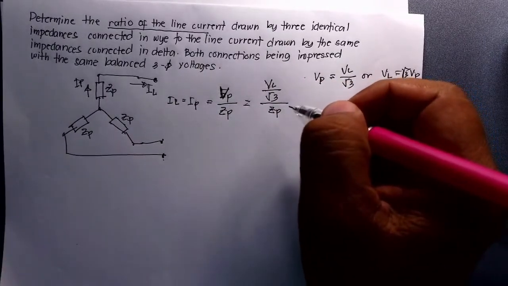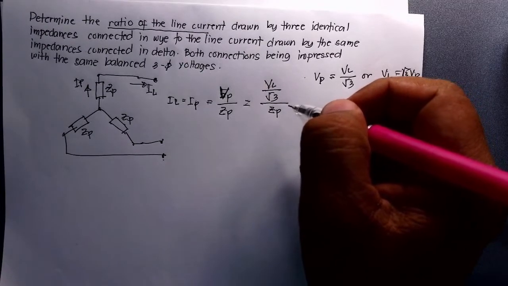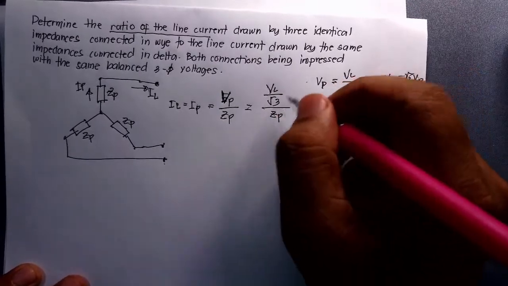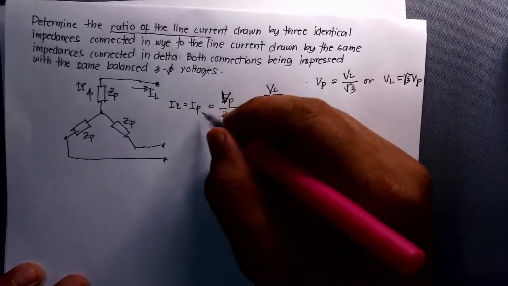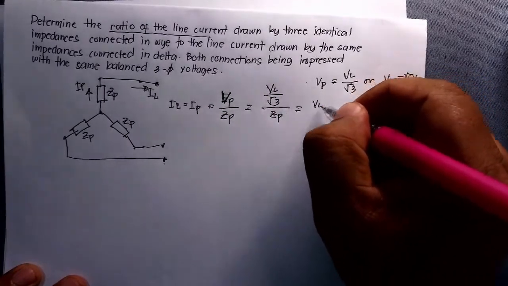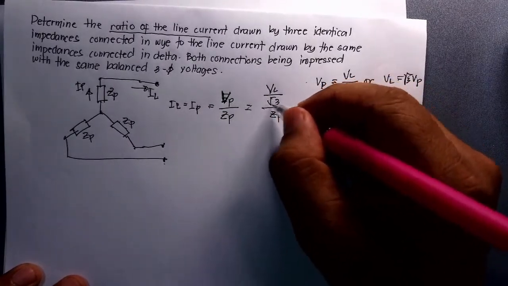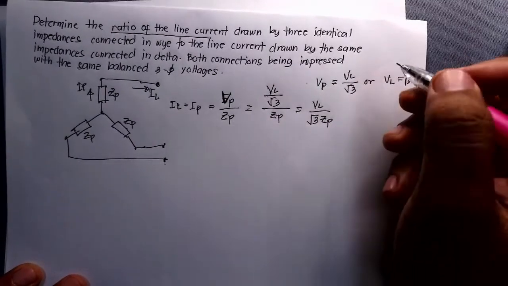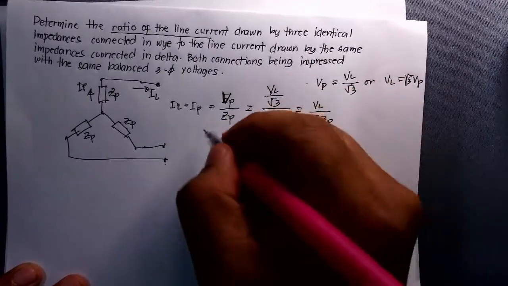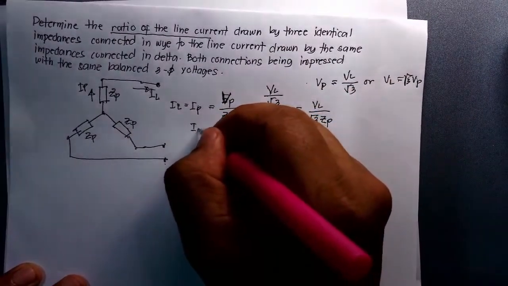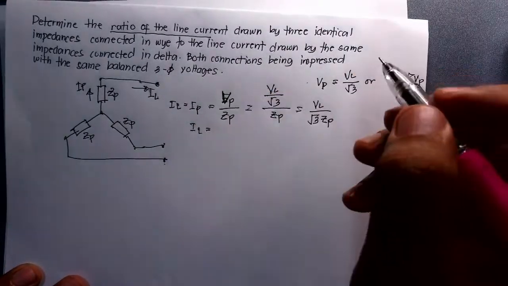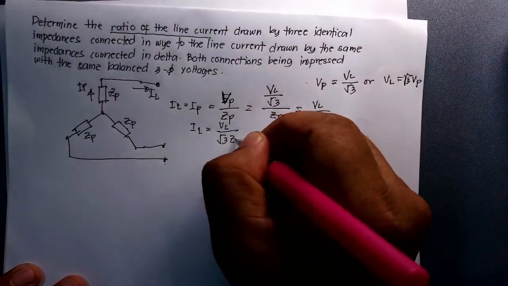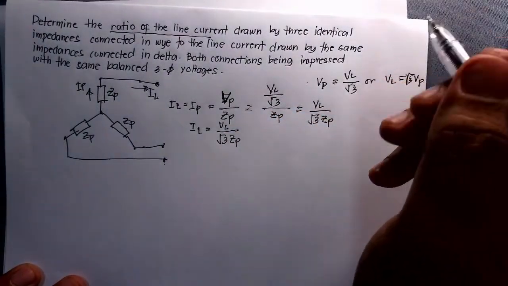Okay, and we are to simplify this term, so our I P or I L is now V sub L. To simplify, the square root of 3 will be on the denominator, square root of 3 Z P. So again, your I L is equal to I P, which is V sub L over square root of 3 times the impedance of the system.